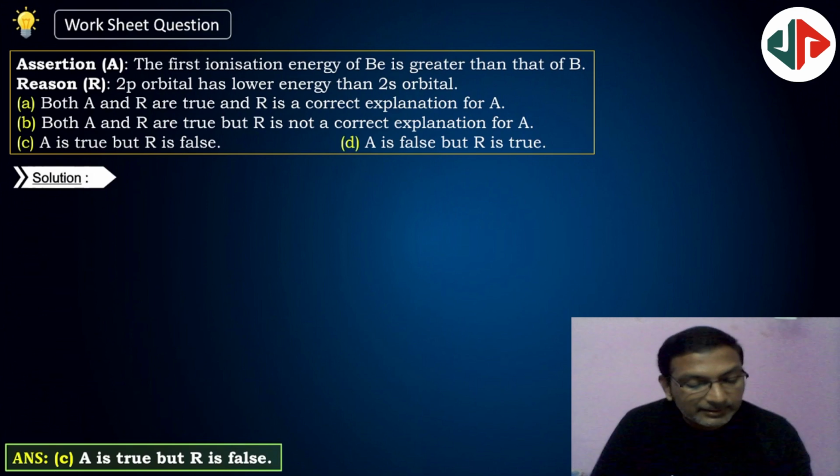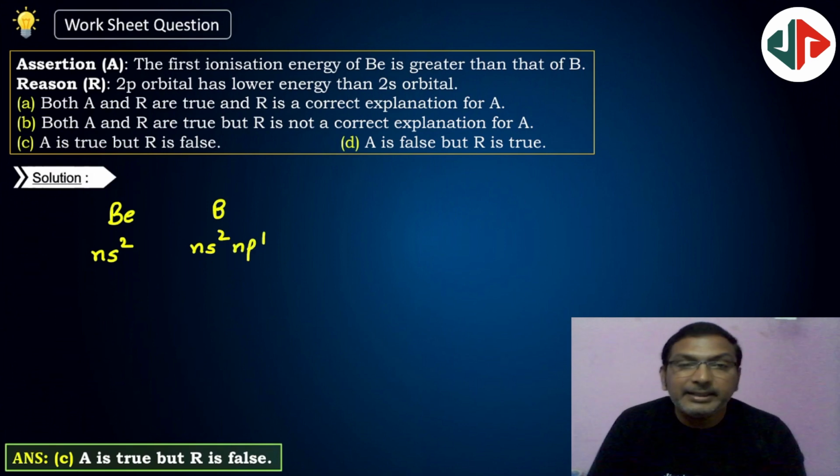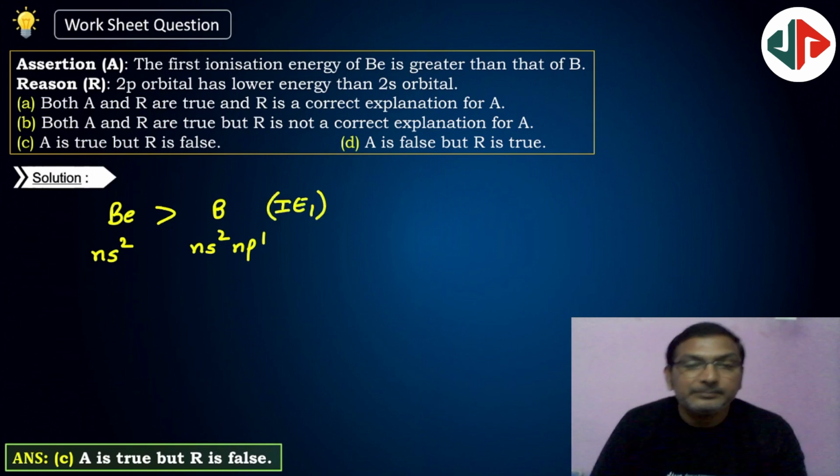Simple question only. The first ionization energy of beryllium is greater than that of boron. So beryllium configuration we can write ns2, boron ns2 np1. It is very easy to remove the np electron. Therefore, first ionization energy order: beryllium highest.